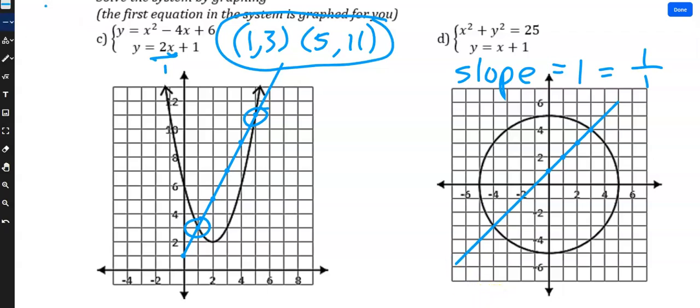And we can see there's 2 answers to the question also. We got one answer here and one answer here. So that is the point 3, 4. And also -4, -3.